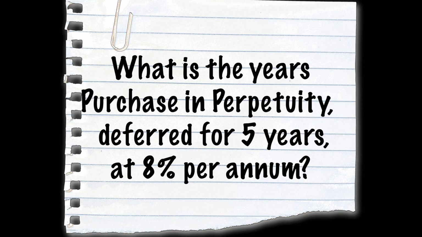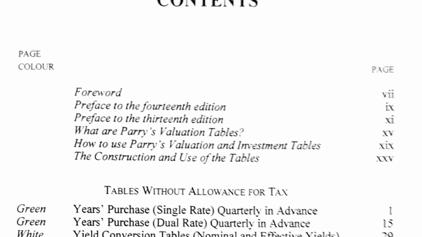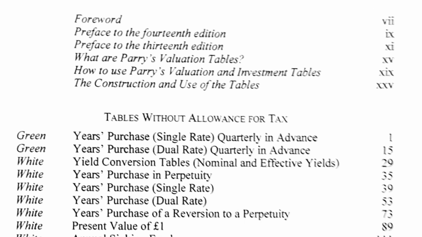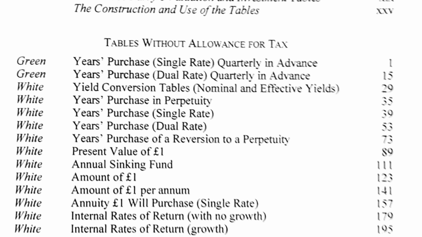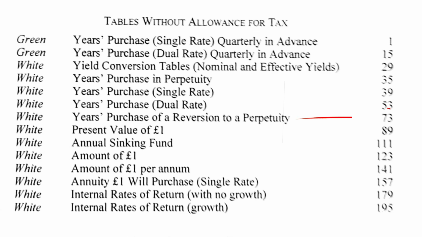Next question says, what is the year purchased in perpetuity deferred 5 years at 8% per annum? So unlike the YP in perp, this one has a number of years because it is deferred for 5 years. Once again, refer to earlier videos for explanation of all this. So we once again go to the content table to check for where to find this table, and it tells us it is on page 73.